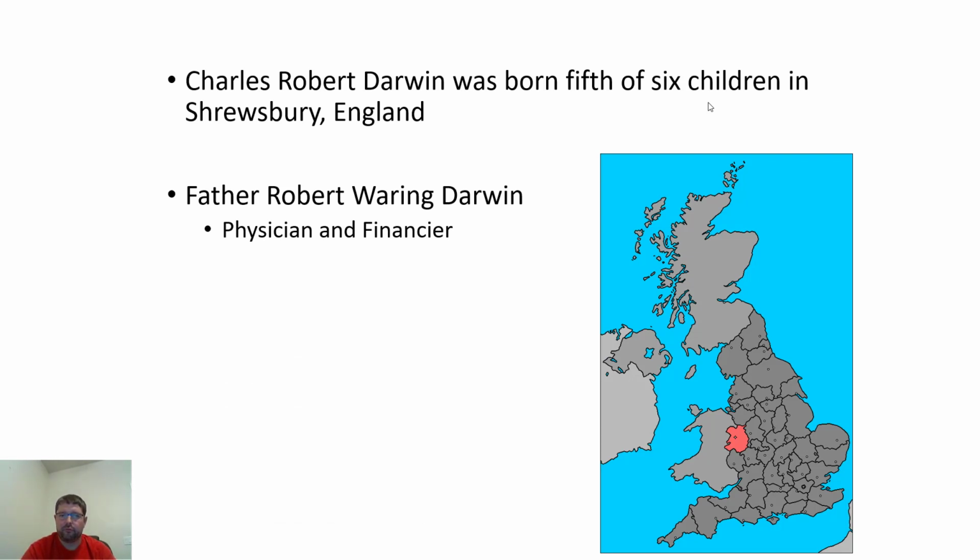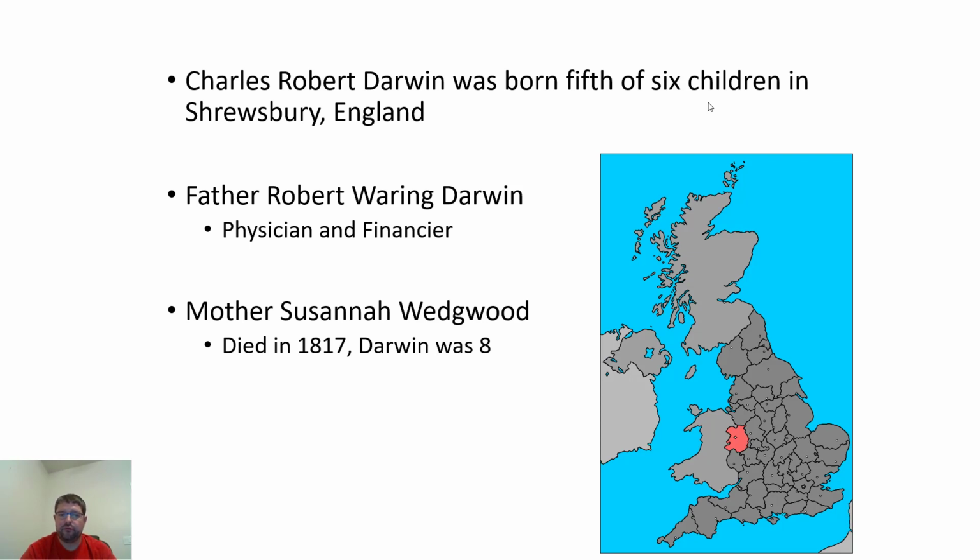Okay, so he was born the fifth of six children. His father was Robert Waring Darwin, and his father was a physician. He was a doctor. So that's one of the fields that Darwin or any of the children could enter, and that would be a physician, a doctor.